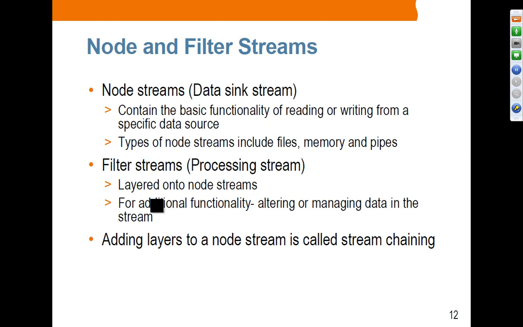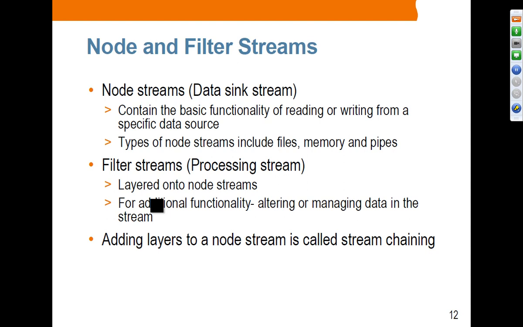Now, filter streams, sometimes called processing streams, because they actually do some manipulation. They alter or manage or do something with the data. And they are layered onto the node streams, meaning they are on top of them. The filter streams are always on top of node streams. We use terms like onto, on top of, or wrap node streams. You'll see examples of filter streams later on. So a filter stream cannot actually exist by itself.